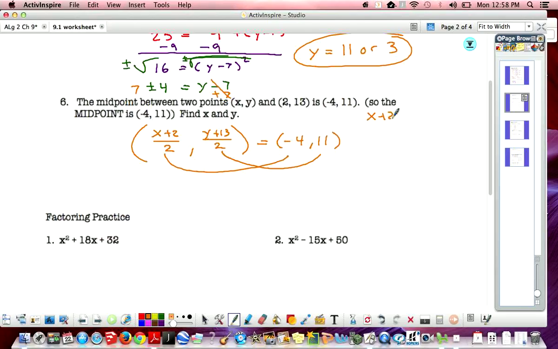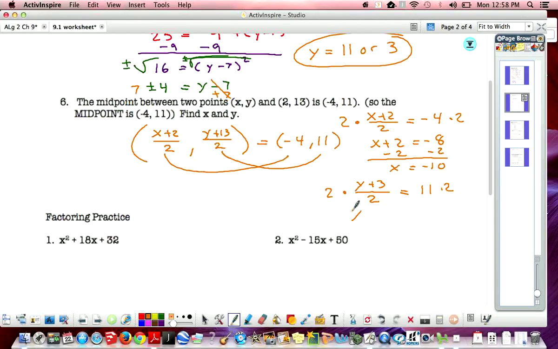So I know that (x + 2) over 2 must equal negative 4. If I multiply both sides by 2, x plus 2 must equal negative 8. Subtract 2. I know x is negative 10. I take (y + 3) divided by 2, set it equal to 11. Multiply both sides by 2. So y plus 3 now equals 22. Subtract 3. And y equals 19. And I have both x and y.